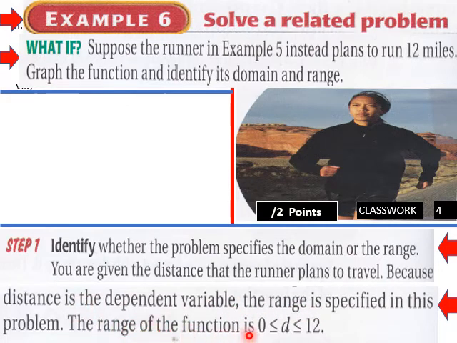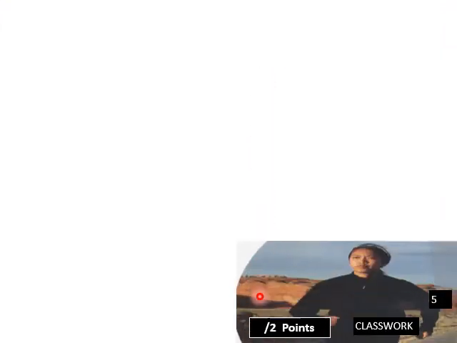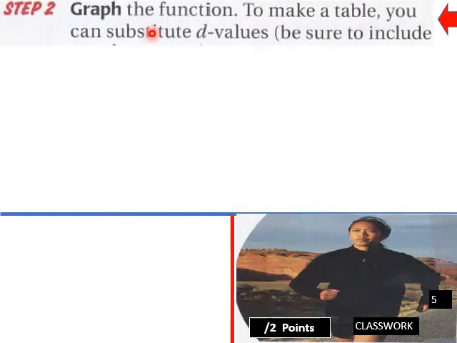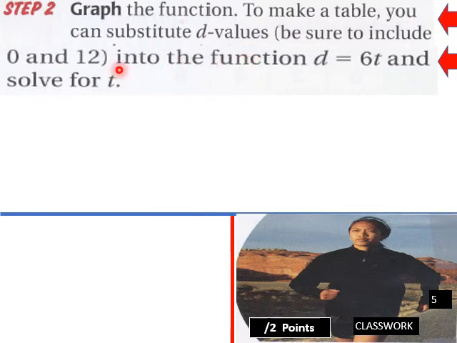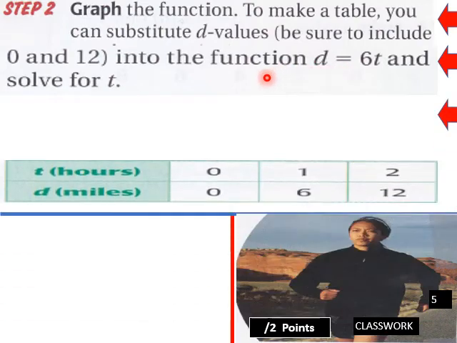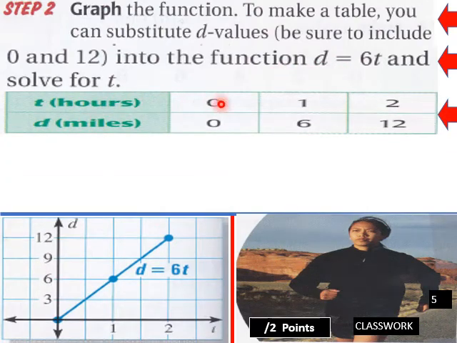The range of the function would be 0 less than or equal to d, less than or equal to 12. That is our range, and then our domain would be the time. To make a table, you can substitute d values, being sure to include 0 and 12, into the function d equals 6t and solve for t. So here's our time up here, 0, 1, and 2, and then our range is 0, 6, and 12. Here's how that is graphed, d equals 6t again. So in 1 hour, we've gone 6 miles; in 2 hours, we've gone 12 miles.